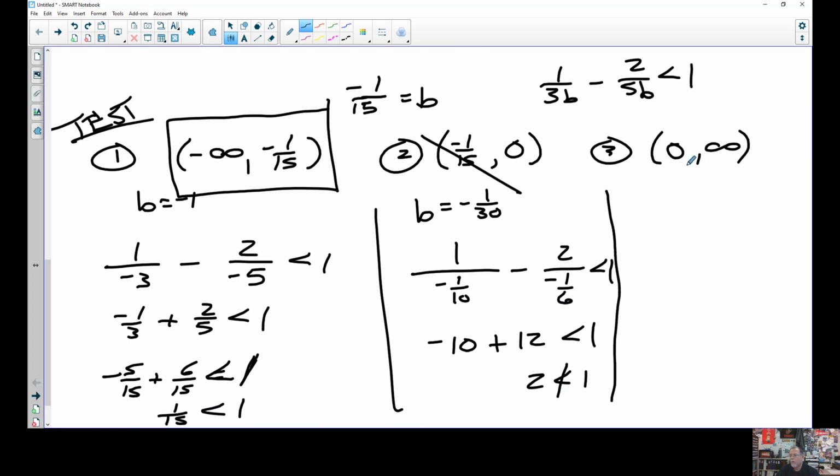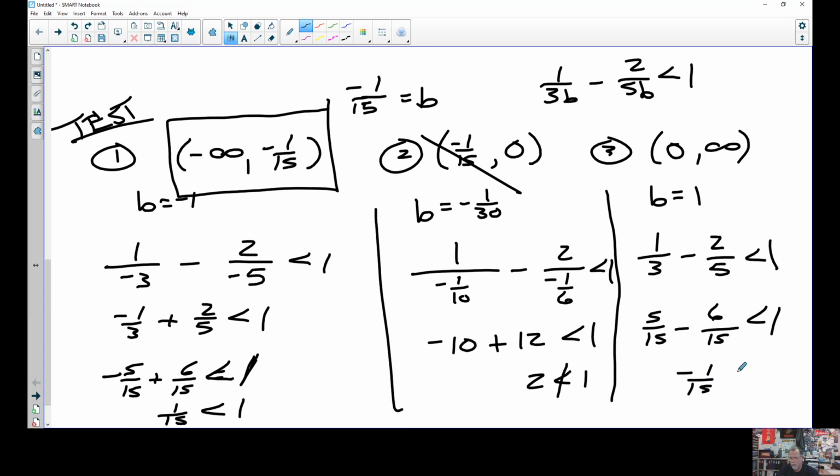We keep moving. 0 to infinity. I'm going to say b equals 1. So 1/3 minus 2 over 5, right? Multiplying each of these, putting b equals 1 in, less than 1. So again, in 15ths, this would be 5/15 minus 6/15 less than 1. And that is what, negative 1/15 less than 1. Is that true? Sure. So that is another one of our solutions.